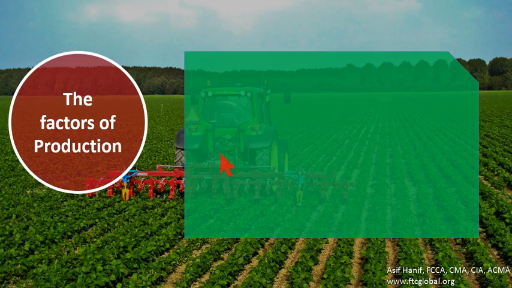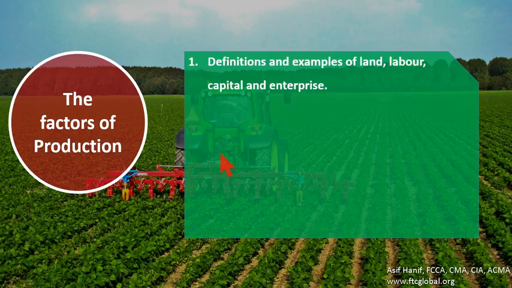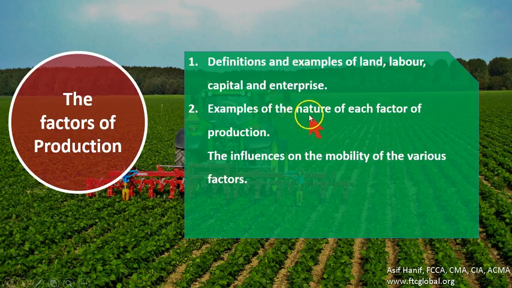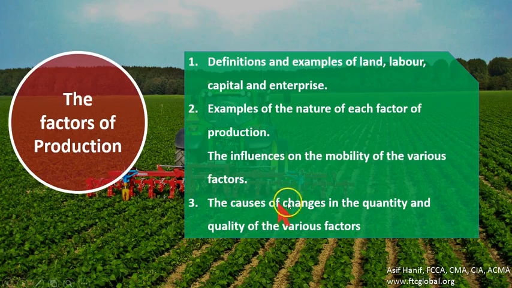So what are the topics covered within this subunit? You need to define what is land, what is labor, what is capital and enterprise. Examples of nature of each factor of production. Nature of land, nature of labor, capital and enterprise, and the influence on the mobility of the various factors. Land, labor, capital and enterprise, they can be switched from one use to another. What are the factors that influence the mobility? And finally, the causes of changes in the quantity and quality of various factors of production.